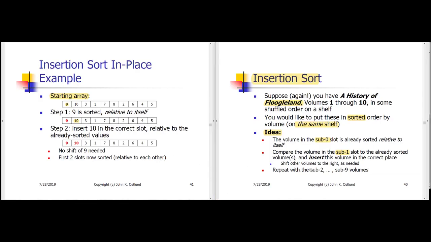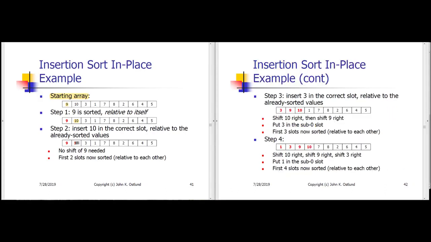We continue this by looking at the sub-3 slot, the sub-4 slot, etc., and for each additional slot that we add, we insert that volume in the left-hand side in its correct location. So after step 2, 9 and 10 are sorted. When we move to step 3, well, 3 needs to be inserted ahead of the 10, and then also needs to be inserted ahead of the 9. So once we have inserted 3 ahead of the 10 and ahead of the 9, now the first 3 slots are sorted.